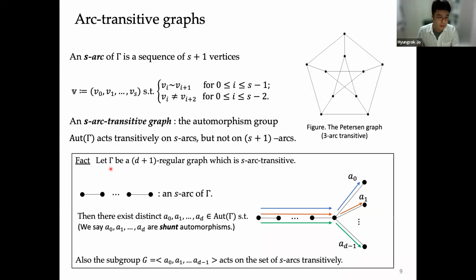And here is a fact. Gamma is a D+1 regular graph which is S-arc transitive. We have these figures, and it looks like a dialectic path. And then there exist D distinct shunt automorphisms, D+1 automorphisms, and we call them the shunt automorphisms. And these are the pictures. Also, the subgroup of this G, which is generated by these shunt automorphisms, acts on the set of S-arcs transitively.